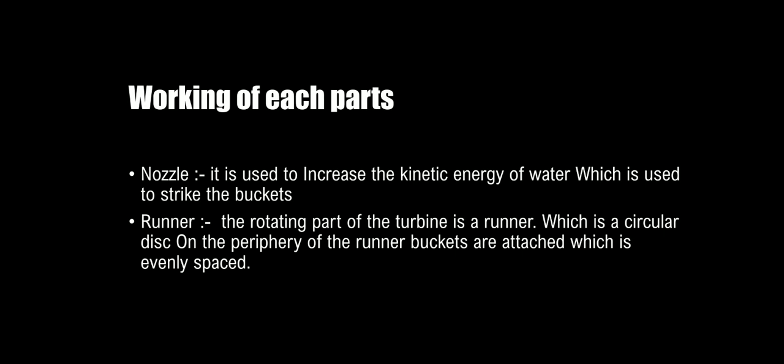Okay, the runner. The rotating part of a turbine is the runner, which is a circular disc. On the periphery of the runner, buckets are attached, evenly spaced. You have already seen the runner in the earlier images, and we can refer to that.